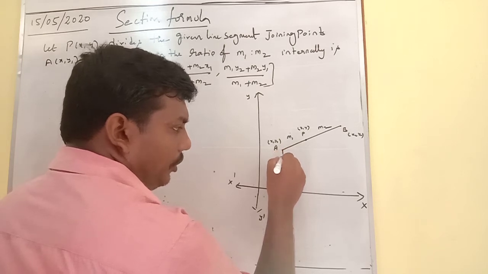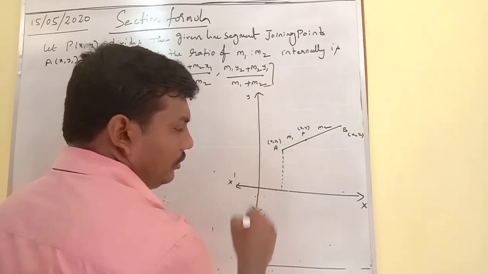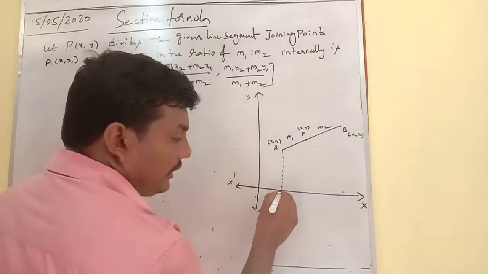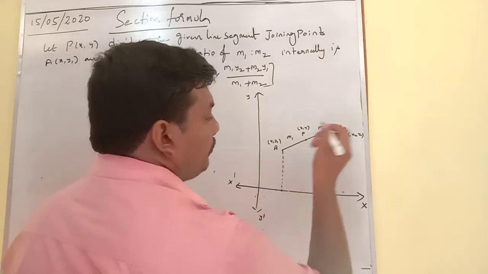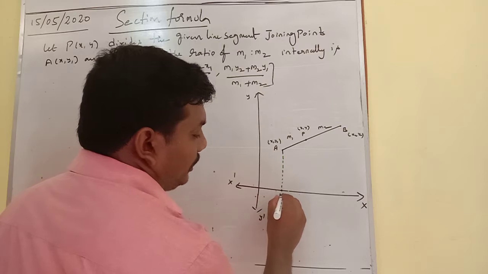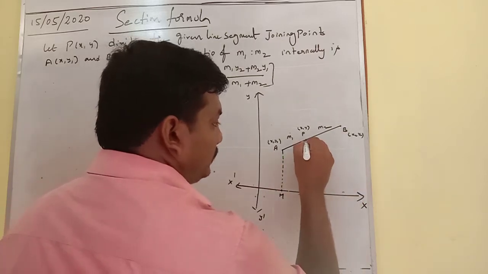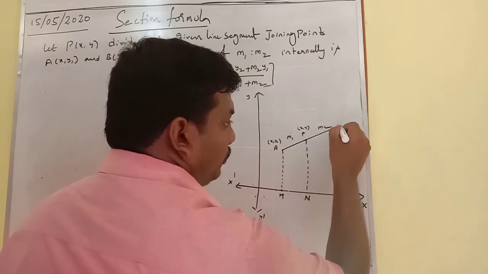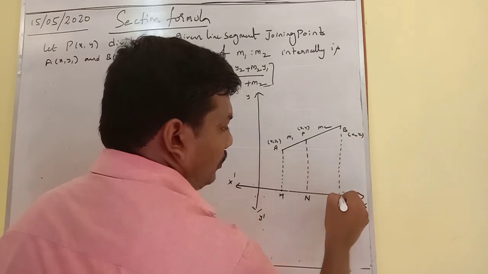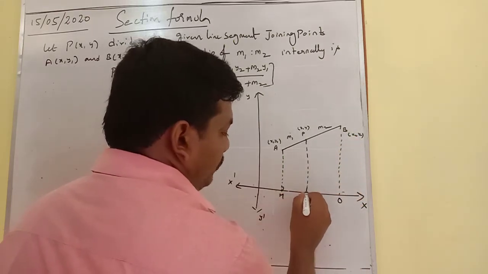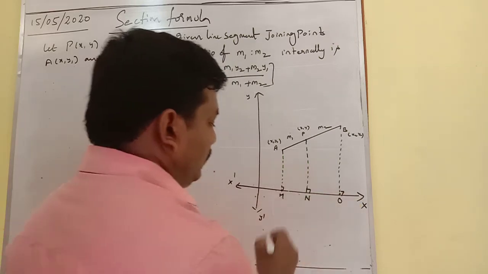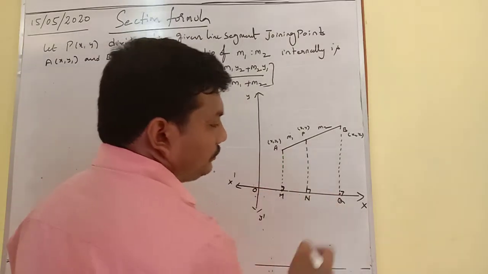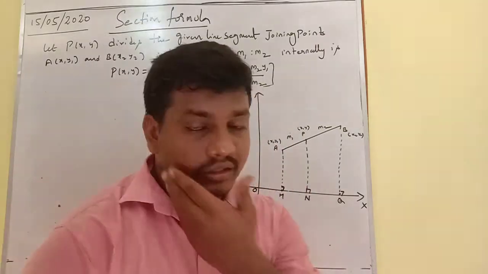Now if you draw a line normal to the x-axis, the projection of each point lies on the x-axis. Taking A, P, B, the projection of A is M, the projection of P is N, and the projection of B is another point. The projection must be 90 degrees. Let me take the projection of B as Q. O is the origin, that's the reason we are taking O.